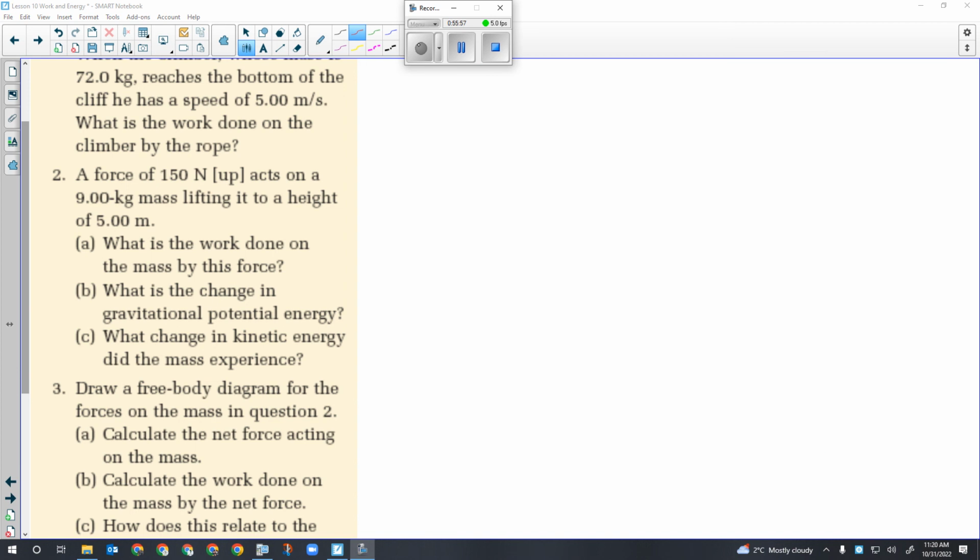Okay, let's have a look at 2. They tell me the force and they tell me the height. What can I calculate with those two things? Can I calculate the work? Height is the vertical distance, right? So if I do 150 times 5, I should get 750. So I get 750 joules right off the bat. That's an easy calculation because I had force and I had distance.